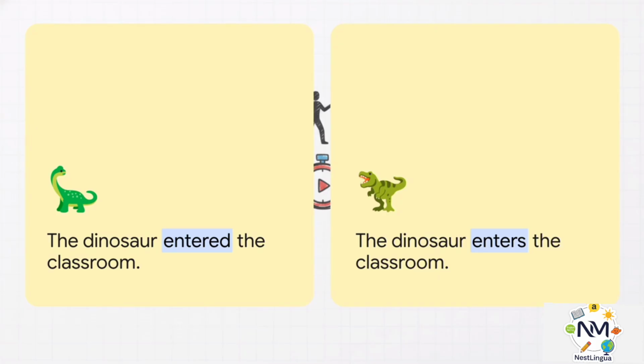The dinosaur entered the classroom. Now compare it to this. The dinosaur enters the classroom. The dinosaur is exactly the same in both scenarios, right? So why does that second version feel so much scarier? Well, it's because now you feel like that dinosaur is coming right for you.